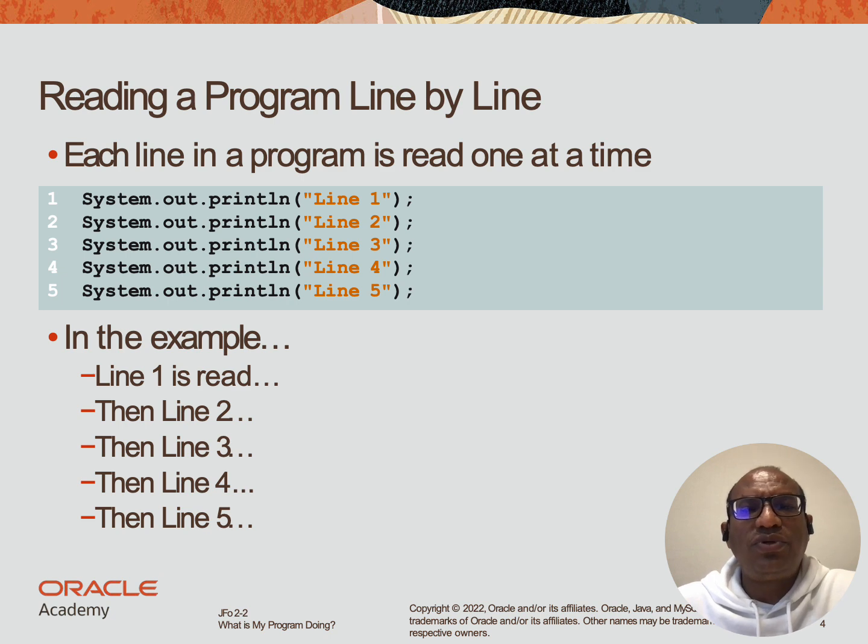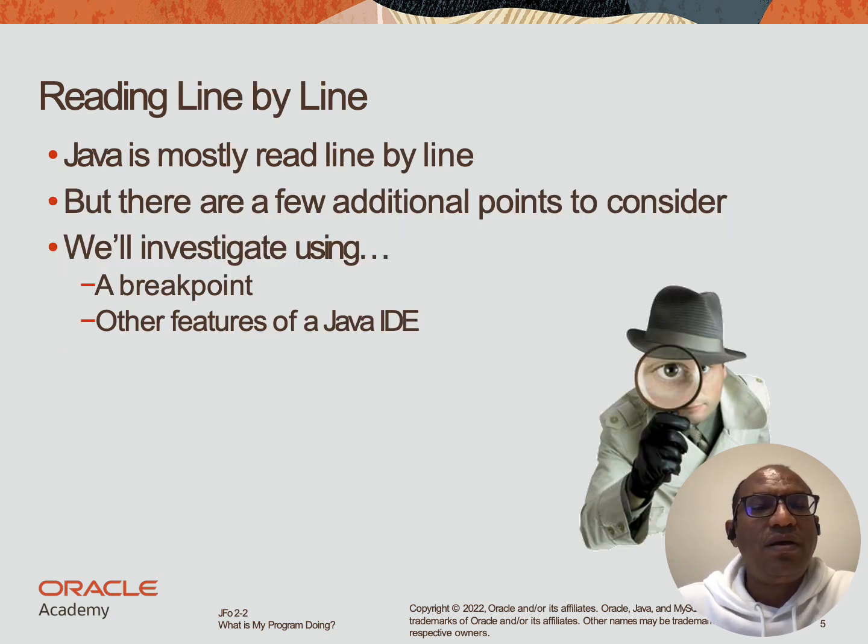Java reads each line of code one at a time. In this example, line 1 is read, then line 2, and so on. This concept is crucial to understanding program flow. Although Java processes code line by line, it's also important to consider debugging tools like breakpoints and features available in your IDE.